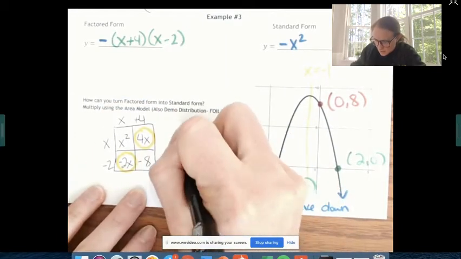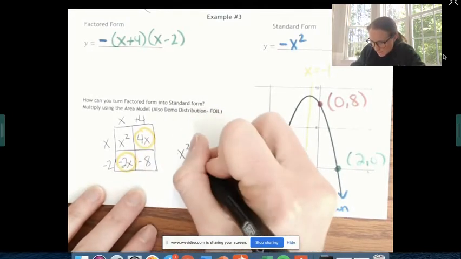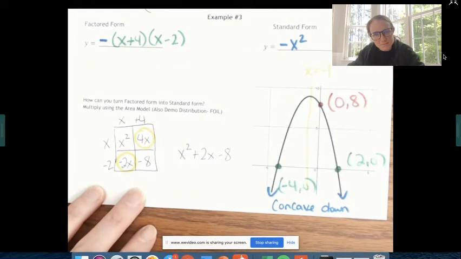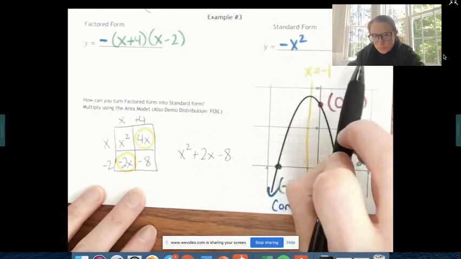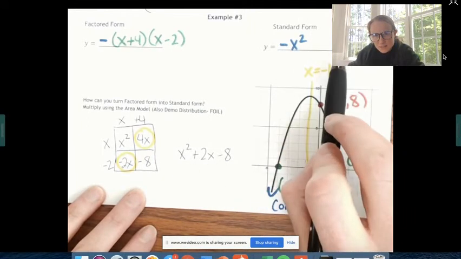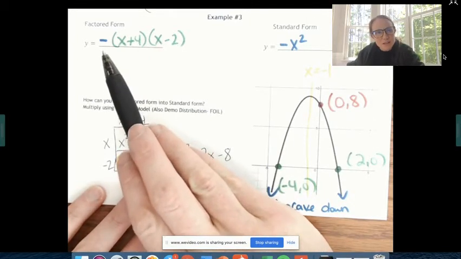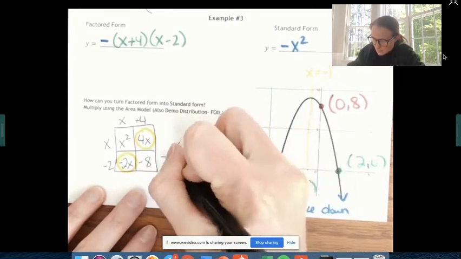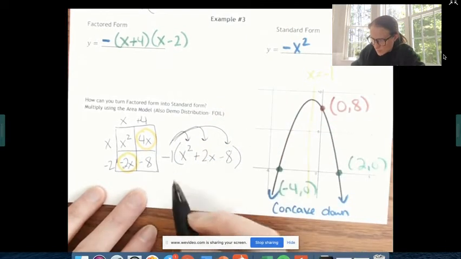All together, this is going to be x squared plus 2x minus 8. Now I'm almost done. If I look at this, it doesn't look equivalent to this because that's negative and that's positive. This is positive and that's negative. So I can't forget about that negative that I'm going to distribute. So I'm going to put it on the outside and distribute it to all 3 terms.